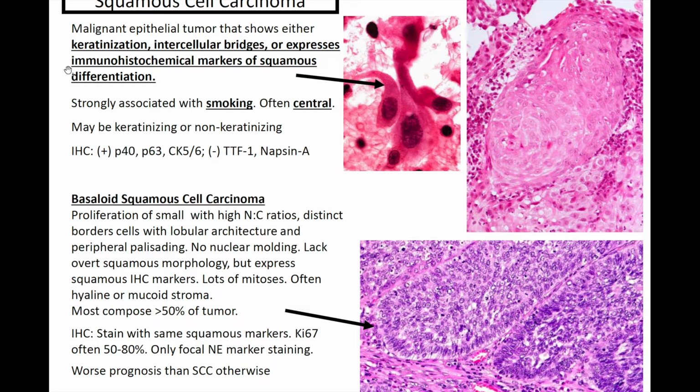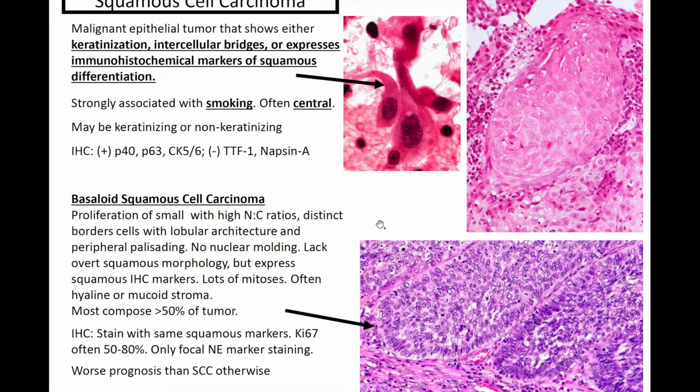So the IHC for squamous cell carcinoma, it's going to be positive for P40, P63, and CK5/6, and then negative for TTF1 and napsin A. So remember, for that age-old debate of is this an adenocarcinoma or a squamous cell carcinoma, IHC can be really useful here. TTF1 and napsin favoring adenocarcinoma, and P40, P63, or CK5/6 favoring squamous cell carcinoma.